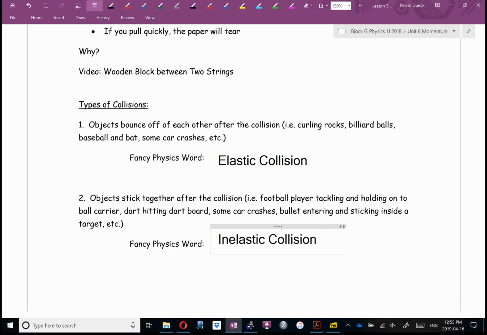How can you remember which is which? I always, even to this day, think elastic band, rubber bounces apart. Elastic, rubber, bounce apart. Inelastic isn't rubber, doesn't bounce apart. What's the opposite of doesn't bounce apart? Sticks together.